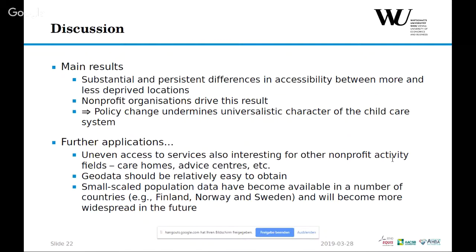Also, small-scale population data have become available not only in Austria, but in other countries. I know of Finland, Norway, and Sweden. And I think they will become more widespread in the future.